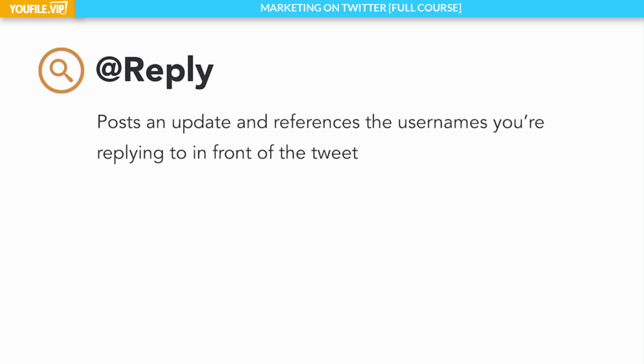When you reply, you join in on an existing conversation by clicking the reply button on a tweet. The reply posts an update and references the usernames you were replying to, and that shows up at the front of the tweet. People only see other replies in their home timeline if they follow both the sender and the recipient of the message. But they'll be able to see any reply by visiting your profile directly.